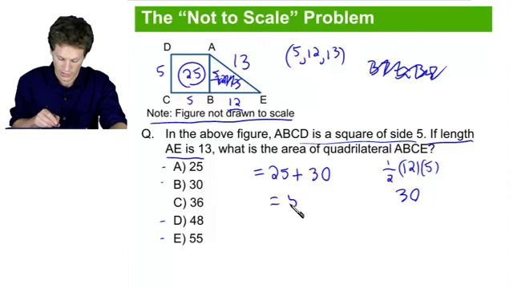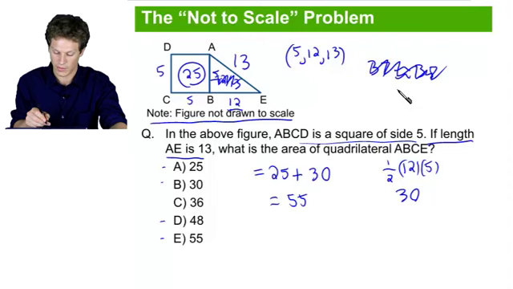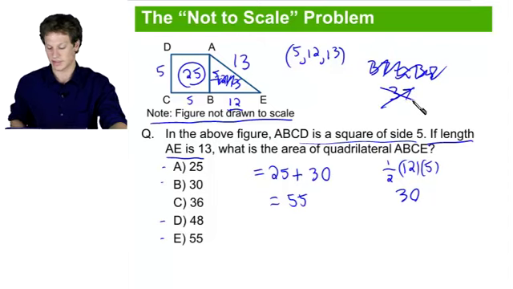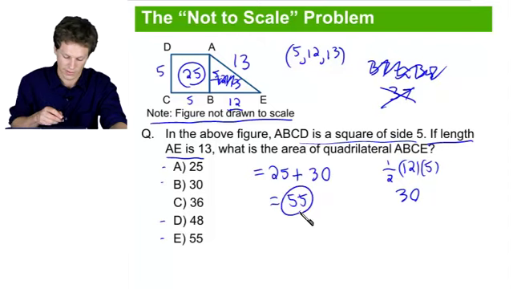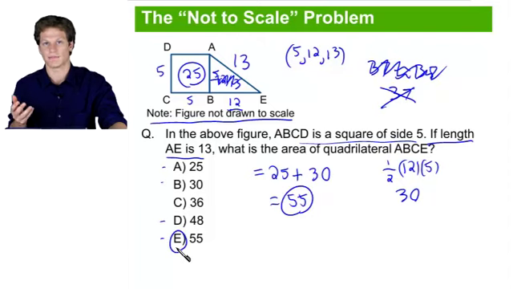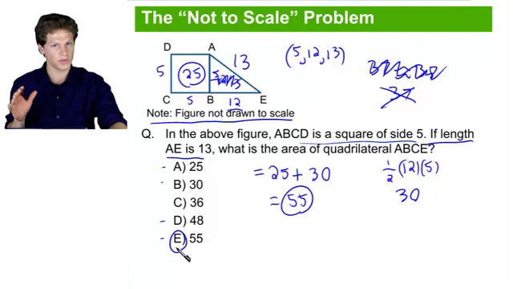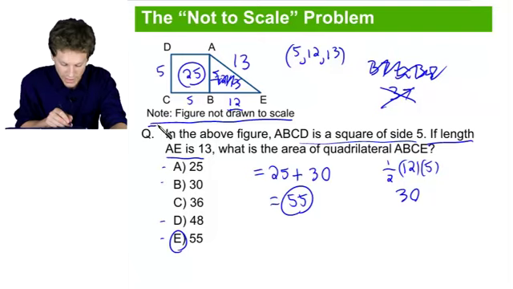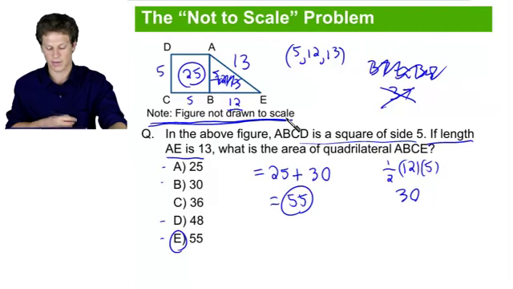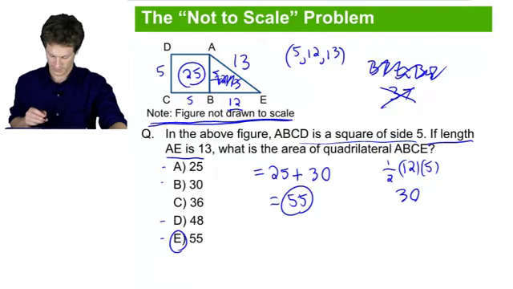And wow, that is a very different number than the one we used in our estimation technique. In fact, 55 would be one of the ones that we had eliminated using eyeballing. So like I said before, do not use eyeballing when you see that a figure is not drawn to scale, as it will be drawn that way to intentionally mislead you.